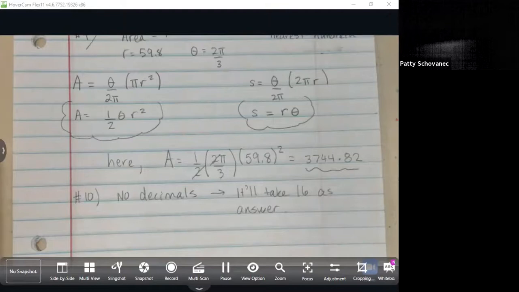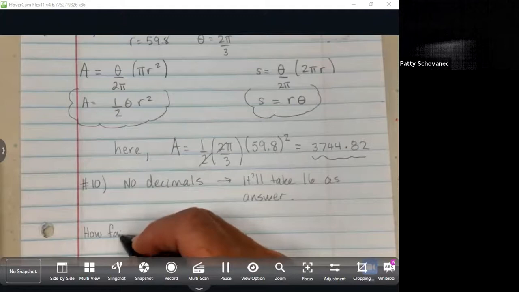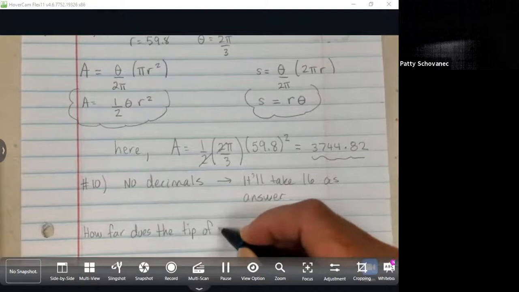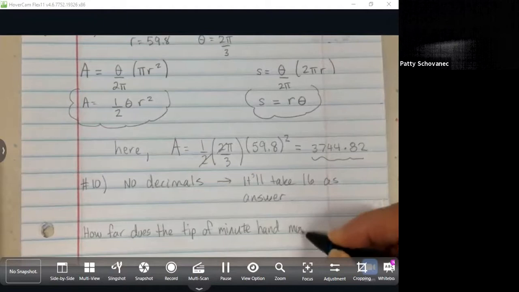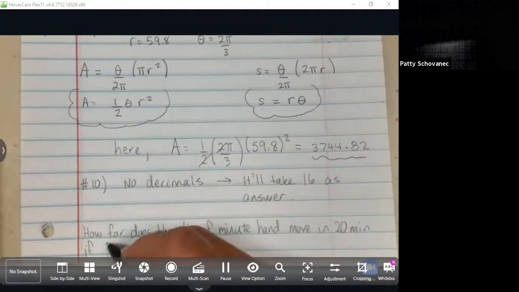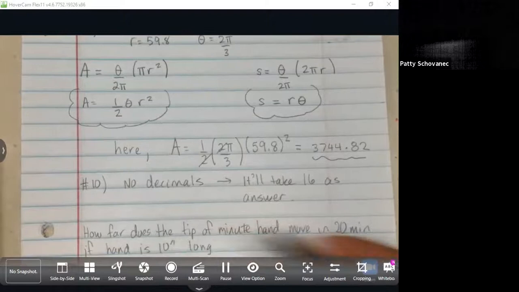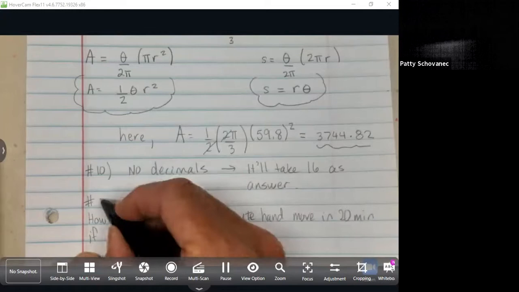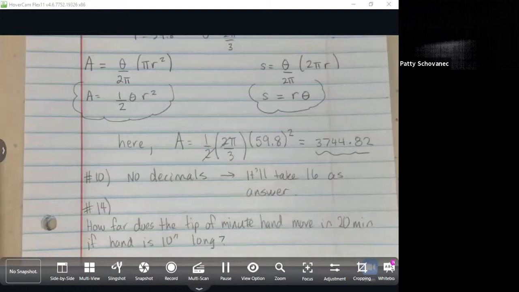How far does the minute hand travel in 20 minutes, if the hand is 10 inches long? You know what number this is? 14. Okay, so we're looking for a length. We're looking for a length of an arc traveled on a 10-inch circle in 20 minutes.